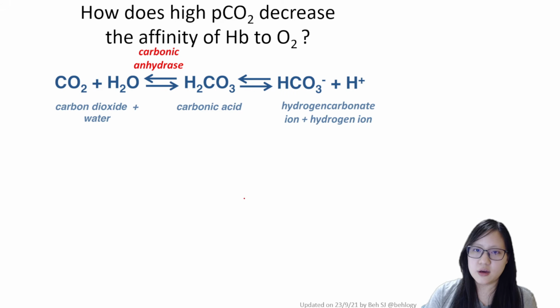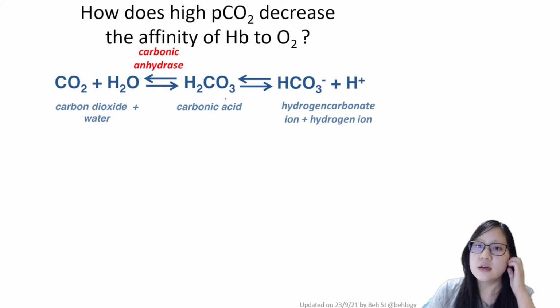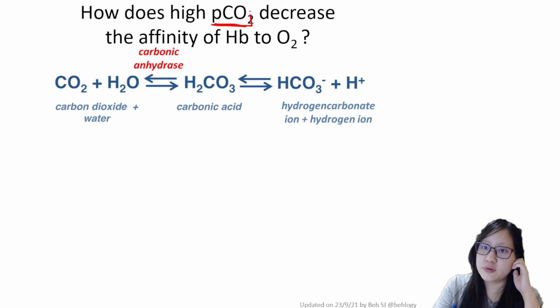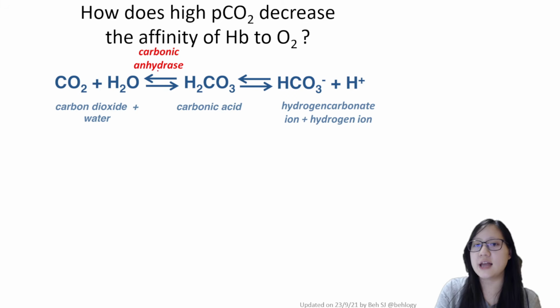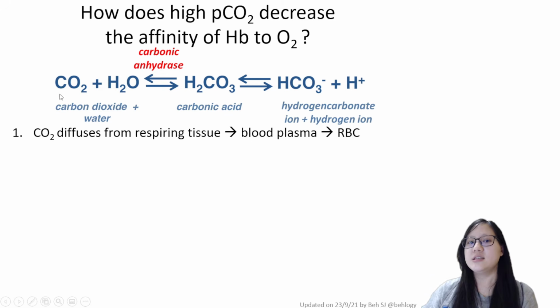Okay, basically, your red blood cells also transport carbon dioxide, right? So at high partial pressure of carbon dioxide, CO2 would combine with water, and this reaction is catalyzed by carbonic anhydrase, which results in carbonic acid. This CO2 is from respiring tissue, by the way.